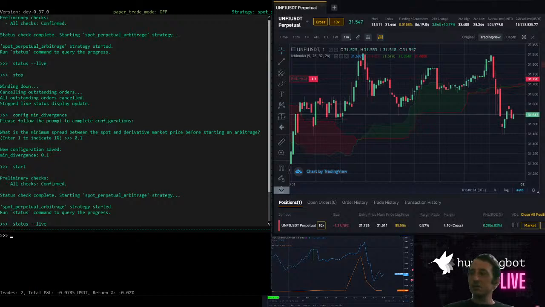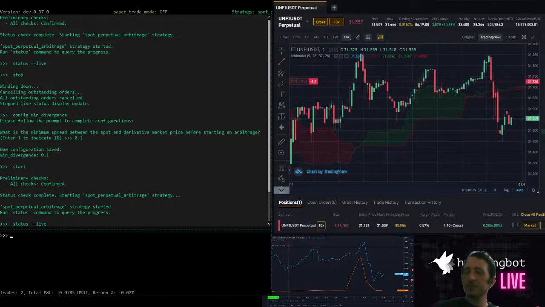All right, so any more questions? Yes, about running multiple strategies, you can do that. All you would have to do is run two bots. You can't execute two strategies on the same instance of the bot, but with our Docker installation, you can have multiple bots running at the same time.